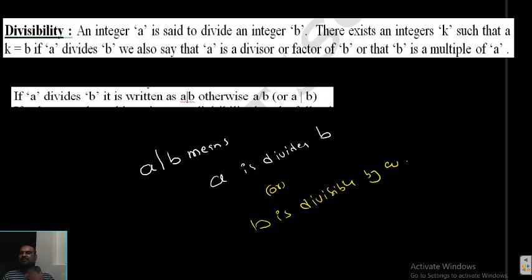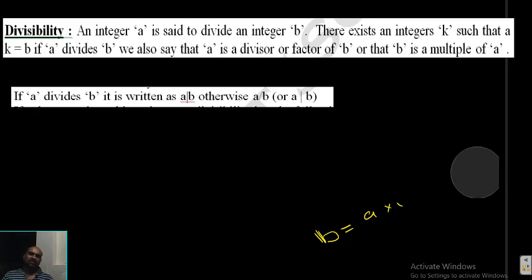Divisible means when B is divided by A gives remainder 0. So, understood? When this happens, B should be equal to A into some integer. Then you can say that A divides B, or B is divisible by A. This is the concept of divisibility.